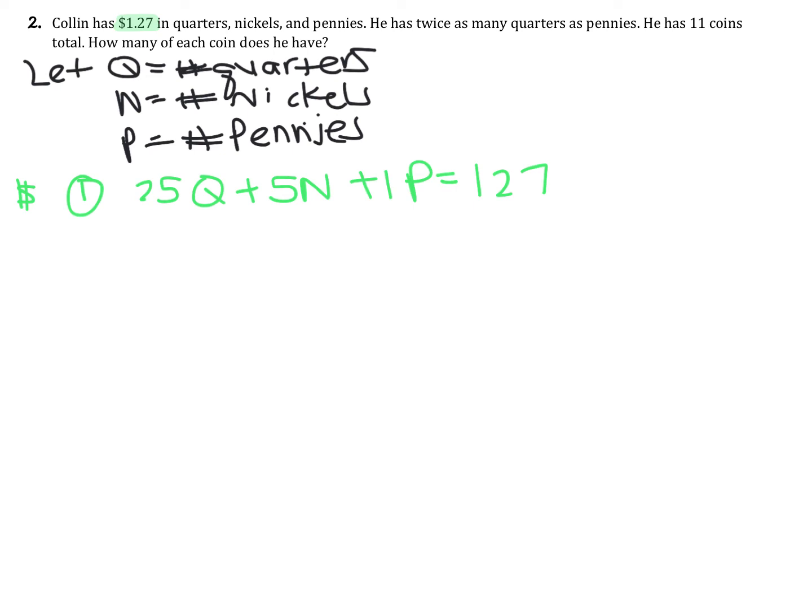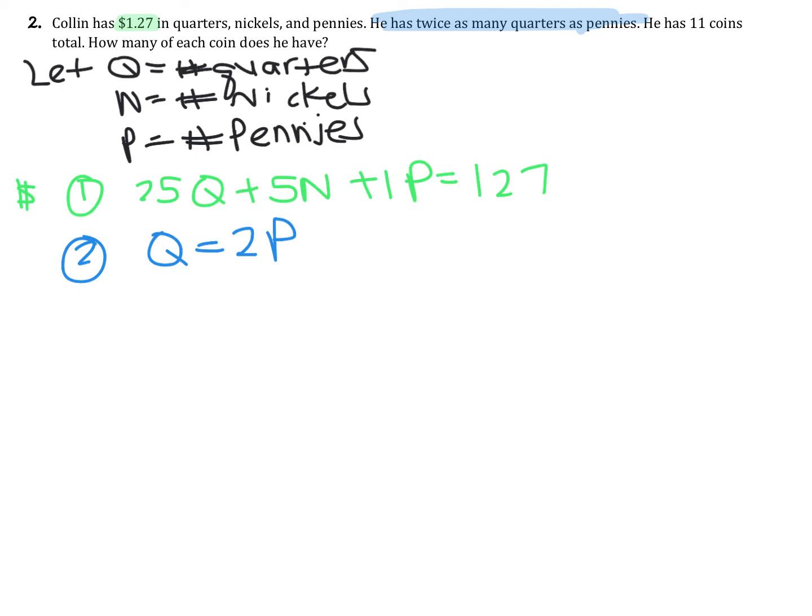So he has twice as many quarters as pennies. So again, that means I'm either going to have 2 times Q equals P or 2 times P equals Q. So I need to ask myself, which one has more? He has twice as many quarters, so quarters is more. So Q equals twice as many quarters as pennies. 2 times the number of pennies is equal to the number of quarters.